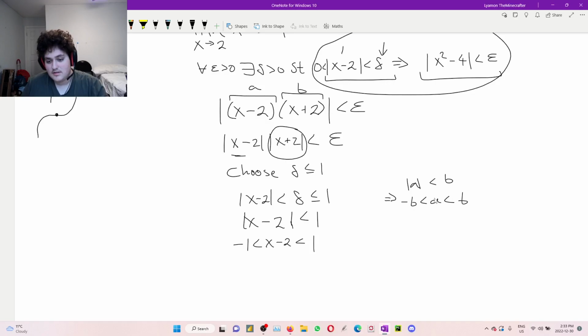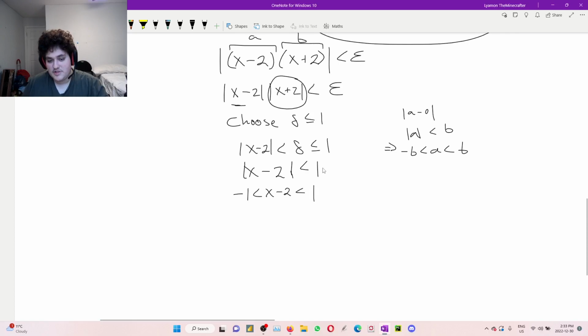That's because we can rewrite this as a minus 0, right? So the distance between a and 0 has to be less than b, so obviously that can only be true if a is between negative b and b, because if a was equal to negative b or b, the distance between a and 0 would be exactly b. And if it was any bigger than b or less than negative b, then the distance would be greater. So from that, we can just always change from this form to this form.